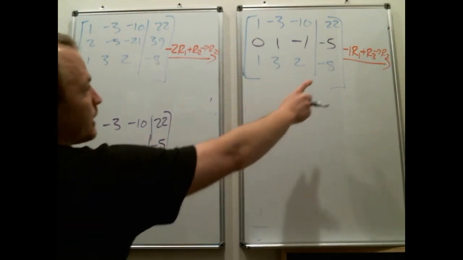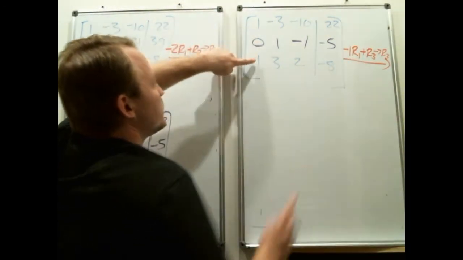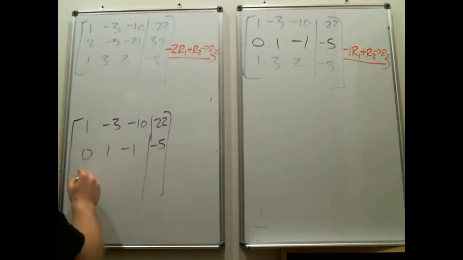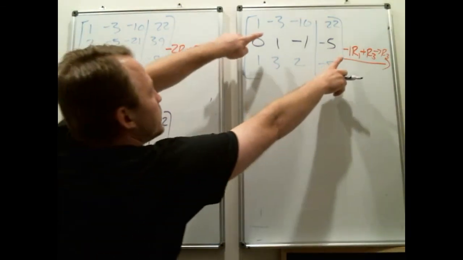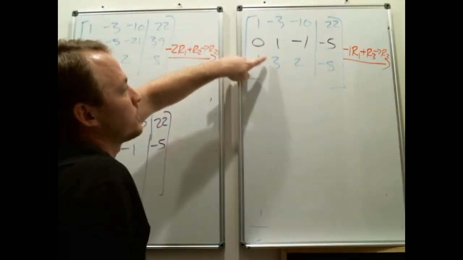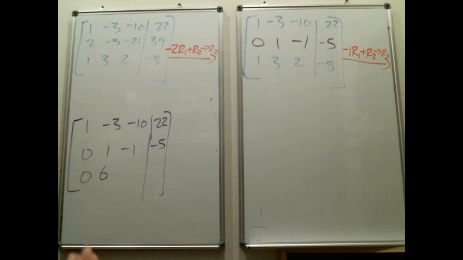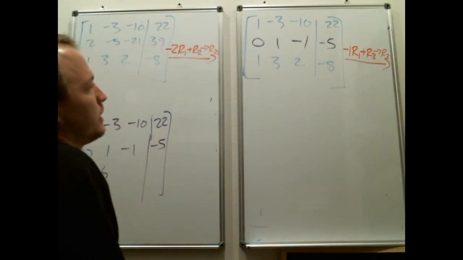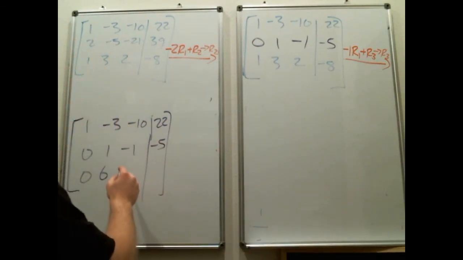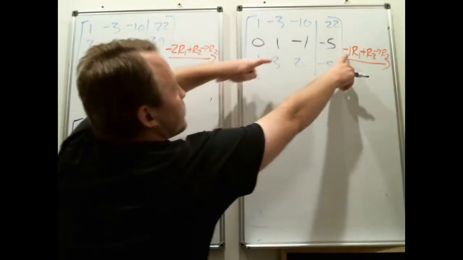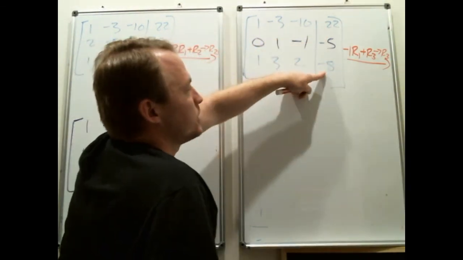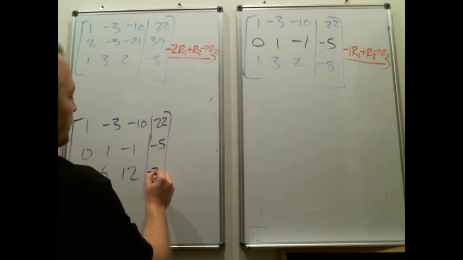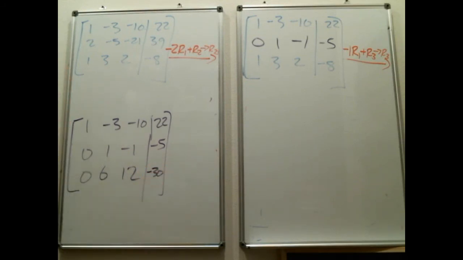Alright, so negative 1 times 1 is a negative 1. Added to row 1 is a 0. Negative 1 times negative 3 is a positive 3. Added to 3 gives you 6. Negative 1 times negative 10 is a positive 10, excuse me. Added to 2 gives you 12. And then negative 1 times 22 is negative 22. Add it to negative 8 is negative 30. Alright. Now we made our 1, 0, 0 like we had wanted.